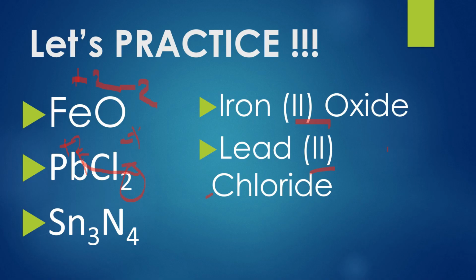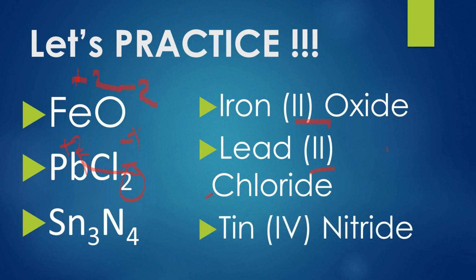Now, next, how about this one? Ito, medyo easy ito. Yes, tin 4 nitride. Bakit po? So, just do the crisscross, ibalik sa taas. So, magiging positive 4 si tin at si 3 ibabalik sa taas. So, magiging negative 3 si nitride or si nitrogen. So, that makes it tin 4 nitride. So, binasa natin yung 4, yung oxidation number.